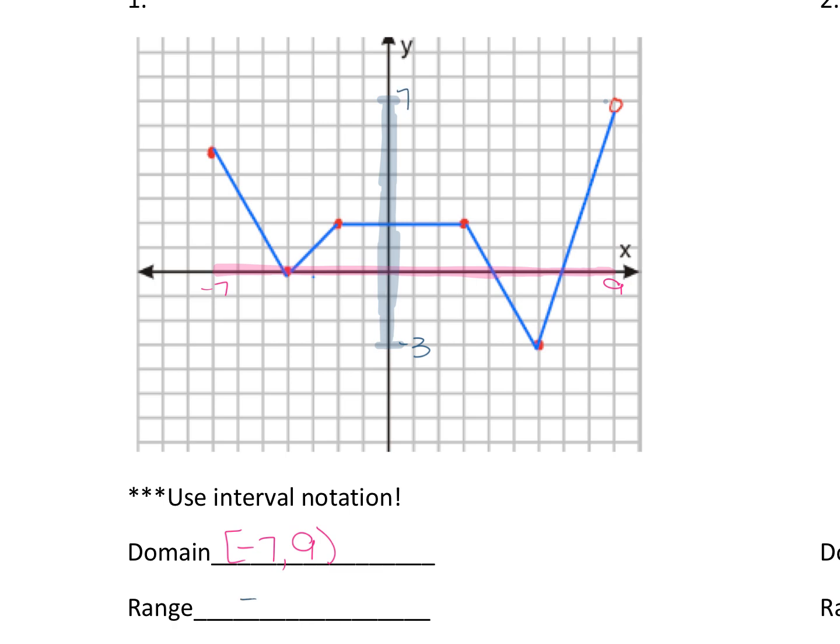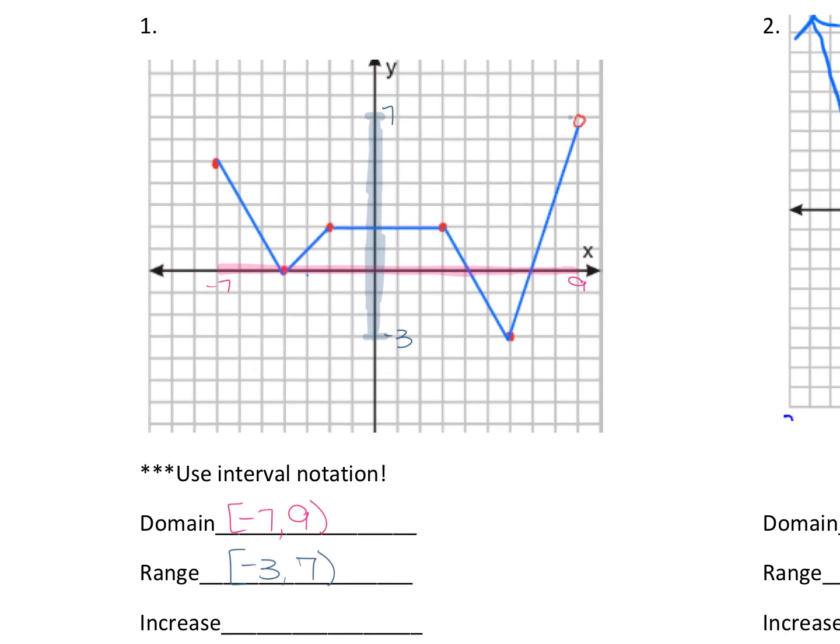So that -3 will go down first. We have a closed circle there, so that's going to get a bracket. That 7 would go down last since it's bigger than the -3. And that would get the parentheses since the ordered pair is an open circle.